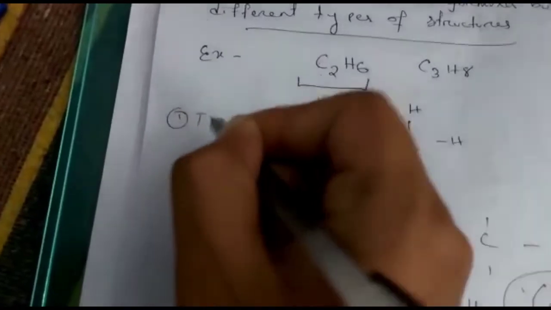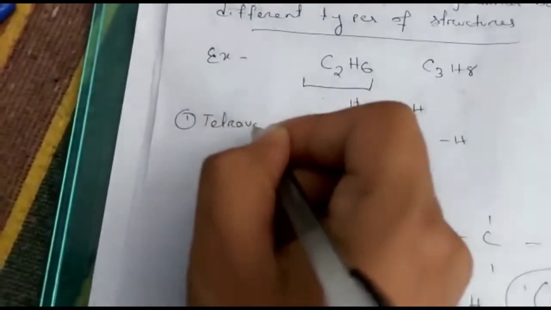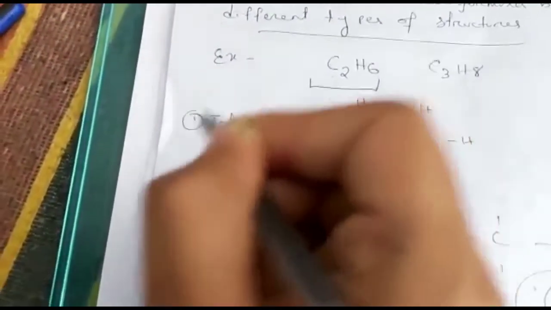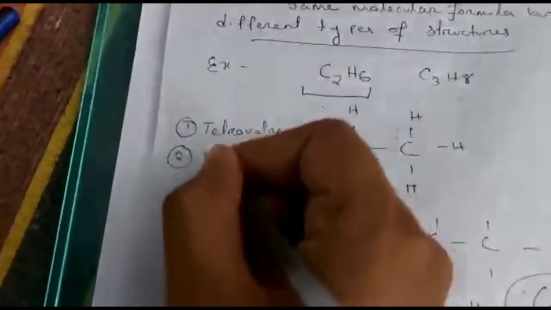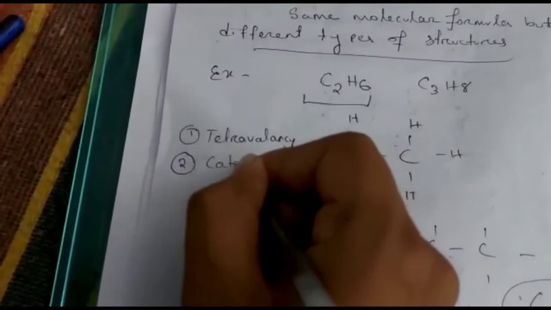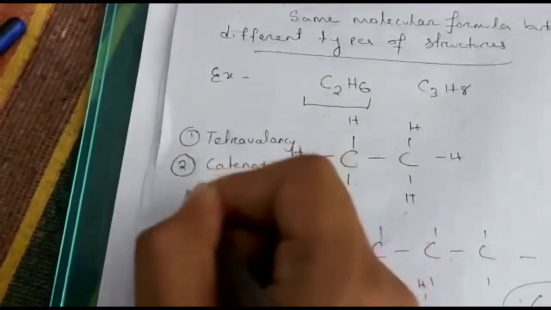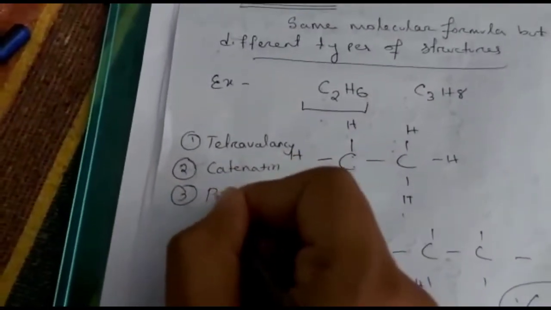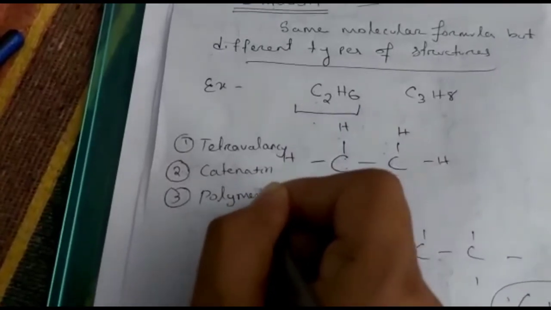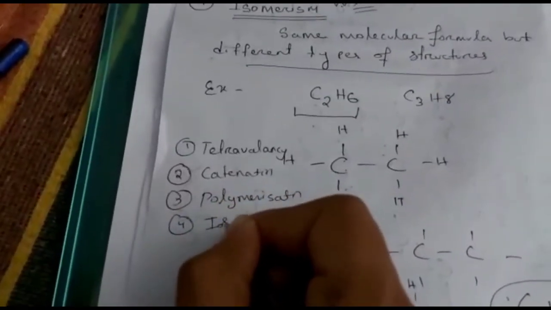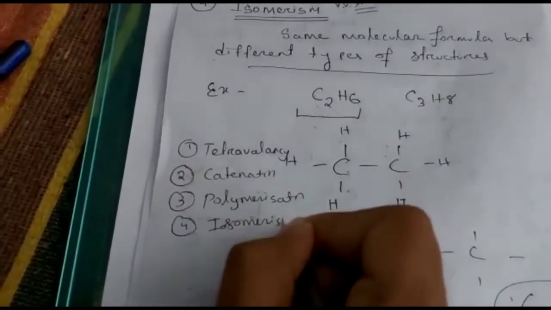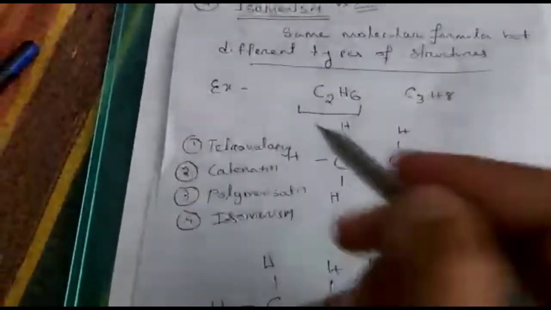Number 1, tetravalency. Again you write down. Number 2, after tetravalency, it is catenation. Third one is polymerization. And the 4th one is isomerism. Okay, these are the 4 properties of carbon.